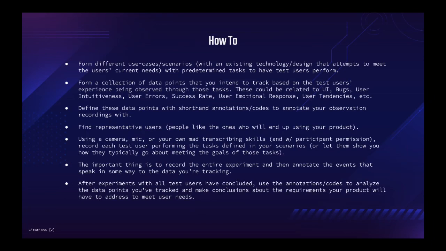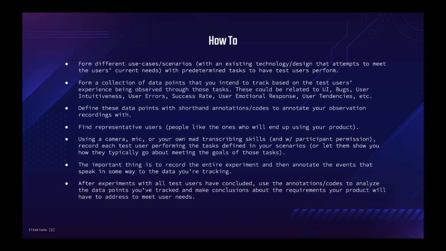There are many different ways to use the observation method. A few of them include: Form different use case scenarios with an existing technology design that attempts to meet the user's current needs, with predetermined tasks to have test users perform. Form a collection of data points that you intend to track based on the test user's experience being observed through those tasks. These could be related to UI, bugs, user intuitiveness, user errors, success rate, user emotional response, user tendencies, etc.